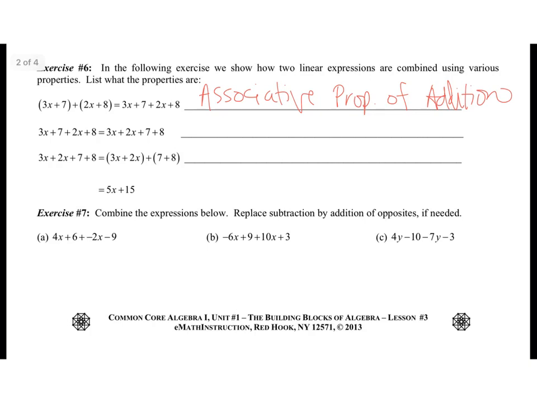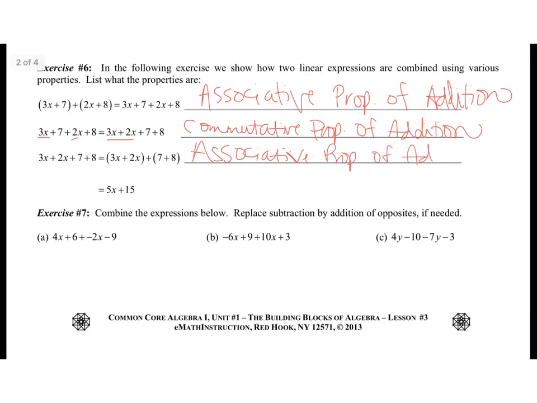Then we have 3x plus 7 plus 2x plus 8 equals 3x plus 2x plus 7 plus 8. You'll notice that they rearranged, that the two with x's are now next to each other. So this is the commutative property of addition. And finally, 3x plus 2x plus 7 plus 8 equals (3x plus 2x) plus (7 plus 8) in parentheses. So again, we change the grouping. So it is, again, the associative property of addition.